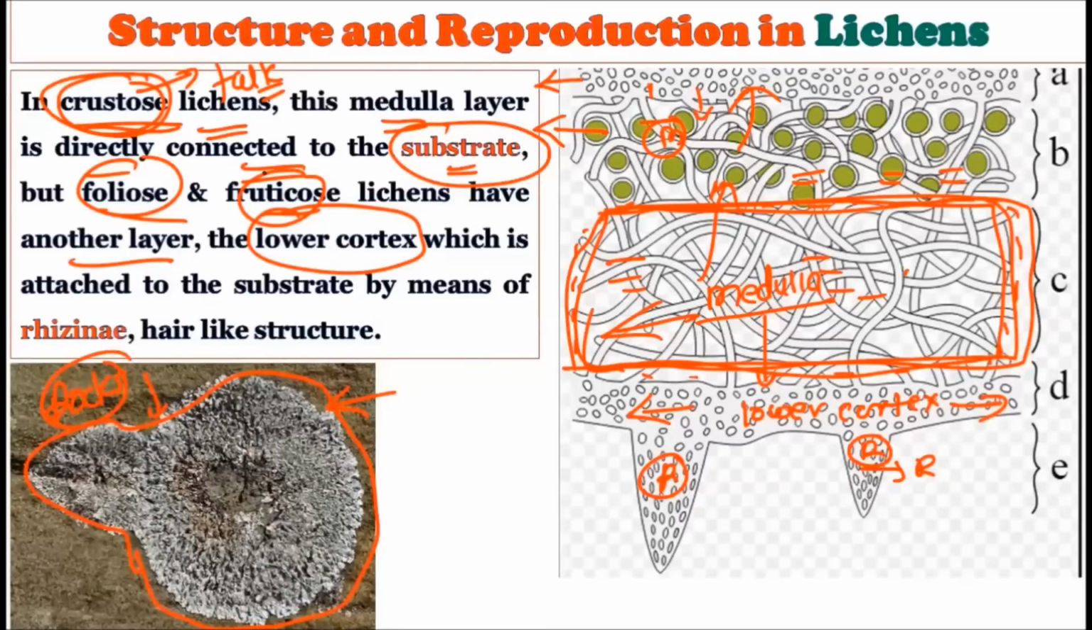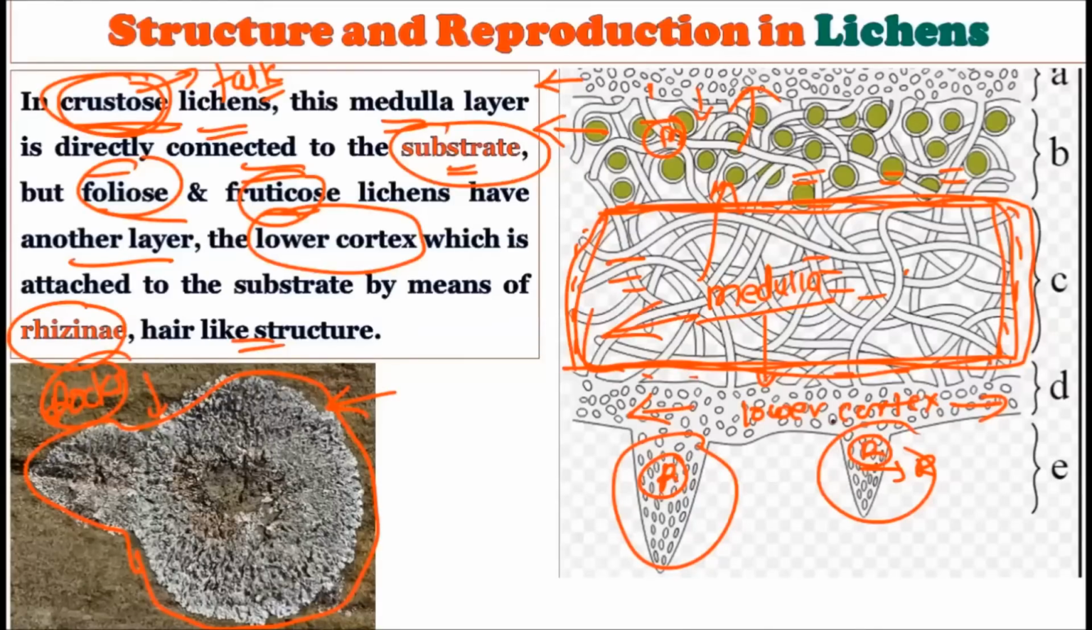their anatomical features. Okay, so the Foliose and the Fruticose lichen contain the extra layer of cells which is called the lower cortex, which is attached to the substrate by means of the rhizome, that is the hair-like structures. These rhizomes are also present there. So this makes the Foliose and the Fruticose lichens different from the Crustose lichen.